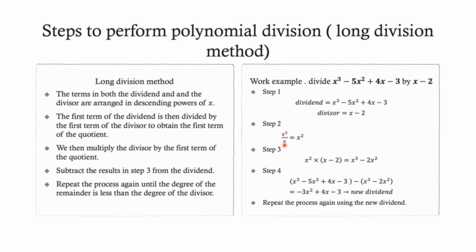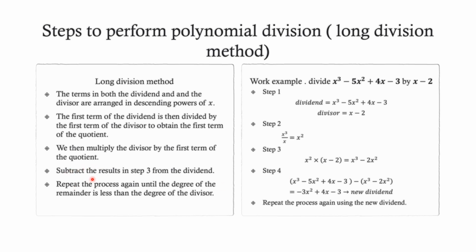So x cubed divided by x equal to x squared, and the x squared becomes the first term of the quotient. My next step is we then multiply the divisor by the first term of the quotient. So the divisor, which is x minus 2, will be multiplied by the first term of the quotient. So x squared times x minus 2 will give us x cubed minus 2x squared.